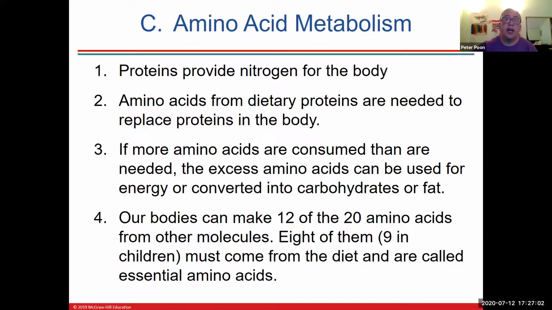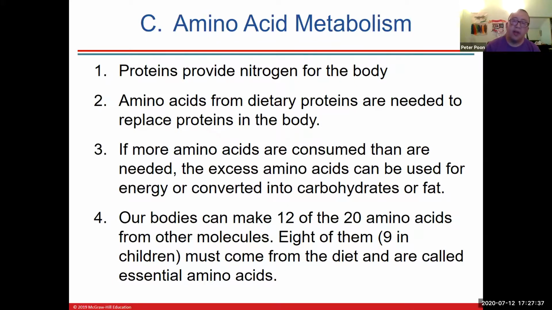Proteins are broken down into amino acids. Amino acids are usually needed from dietary proteins to replace the proteins the body uses up. We try not to actually use amino acids for energy, but desperate times, desperate measures. Excess amino acids can be used for energy or converted into carbohydrates or fat.